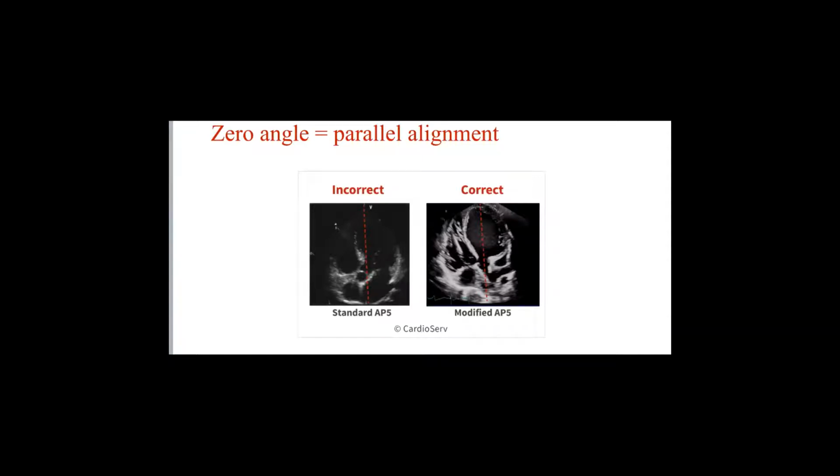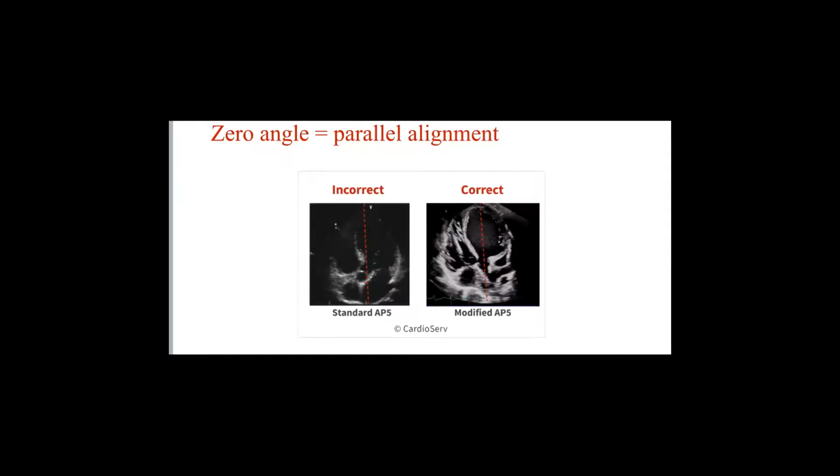Okay, now if we take the image on the left and the image on the right, you see when they are interrogating the aortic flow, the one on the left is missing the parallel alignment, right? So what did they do? They did modified apical 5. This is one of the ways to overcome this problem, is to seek modified views.